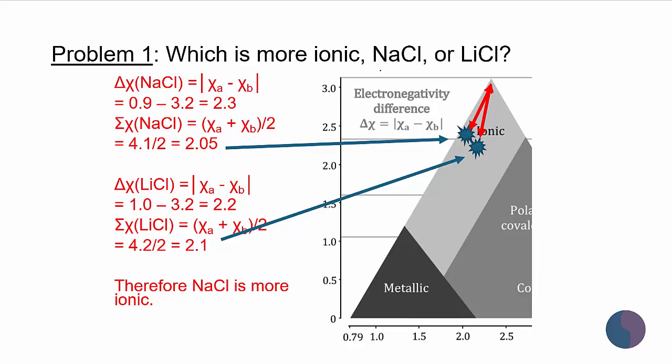So how do you tell which is more ionic, sodium chloride or lithium chloride? You're just going to have to do the calculations. There's the difference in electronegativity, which you'll plot on this side, and the average electronegativity, which we'll plot on this side. If you've done the calculations, you'll find that for sodium chloride, you'll have to get a ruler or something, the distance to the corner of ionic is much shorter. Not much shorter, but just shorter. So sodium chloride is technically more ionic than lithium chloride.